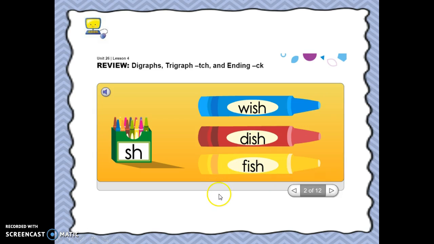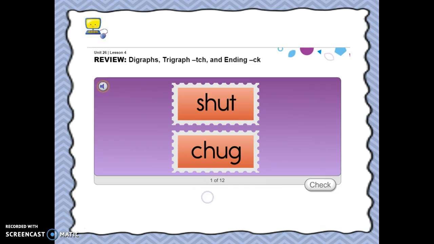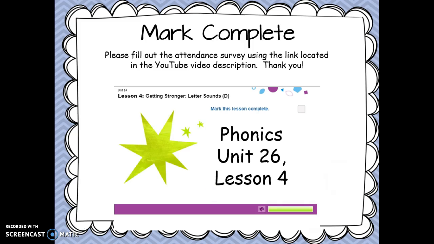There are a couple of online games for your student to play and practice these digraphs when they go into the online school to mark the lesson complete. Here's another one. And then that is it. You will mark Unit 26, Lesson 4 complete in your Phonics online school.